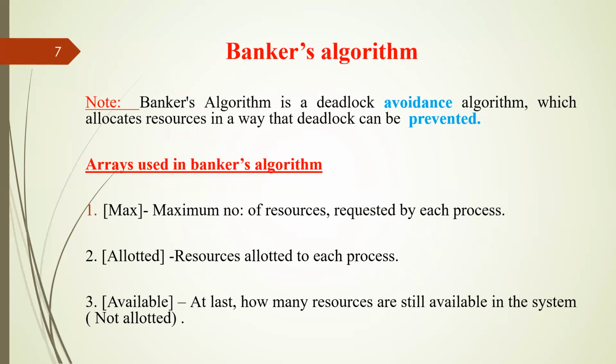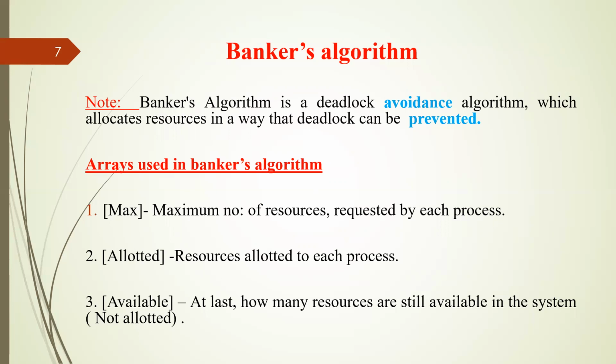Now let us go to Banker's algorithm. Banker's algorithm is a deadlock avoidance algorithm which allocates resources in a way that deadlock can be avoided. Now let us see what arrays are used in Banker's algorithm. There are 5 types of arrays used. The first one is max. Max means the maximum number of resources requested by each process.